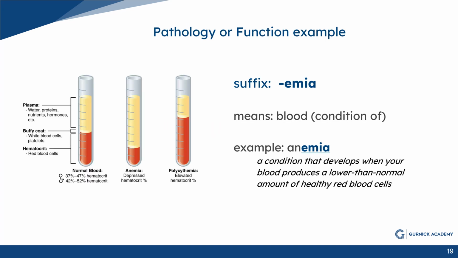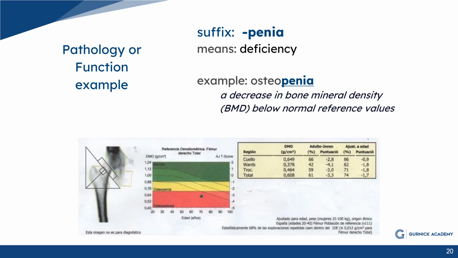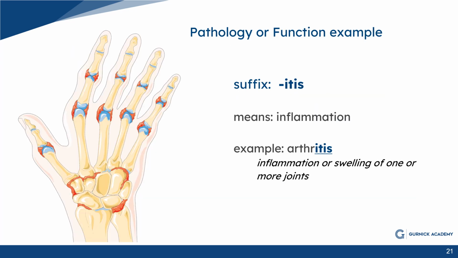For example, emia is a suffix meaning blood. An example is anemia. That medical term means a condition that develops when your blood produces a lower than normal amount of healthy red blood cells. Another example is penia, which means deficiency. A medical term example would be osteopenia, which means a decrease in bone mineral density below normal reference values.